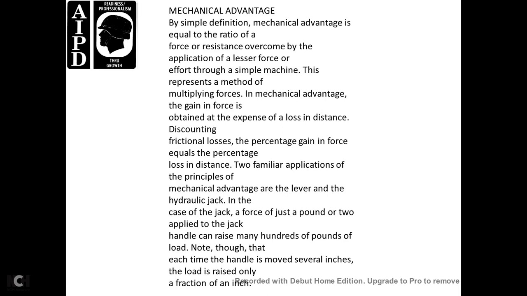Mechanical advantage. By simple definition, mechanical advantage is the ratio of the force of the resistance overcome to the lesser force or effort applied. For the simple machine, this represents the method of multiplying force. Mechanical advantage is a gain of force obtained at the expense of distance and frictional loss. The percentage gain in force is equal to the percentage loss in distance. Two familiar applications of the principle of mechanical advantage are the lever and the hydraulic jack.